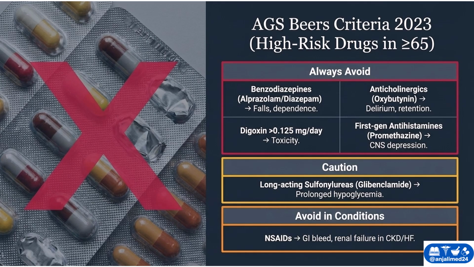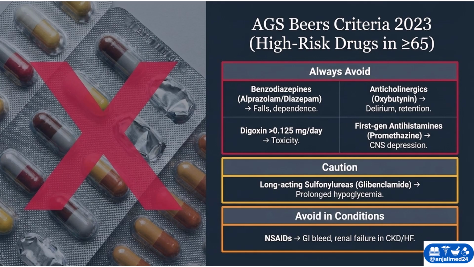NSAIDs may appear harmless because they are commonly used, but in patients with chronic kidney disease, heart failure, or gastrointestinal vulnerability, they can precipitate GI bleeding, fluid retention, acute kidney injury, and worsening heart failure. This slide highlights a crucial medication safety principle. A drug that is appropriate for a younger adult may become dangerous in the elderly patient.